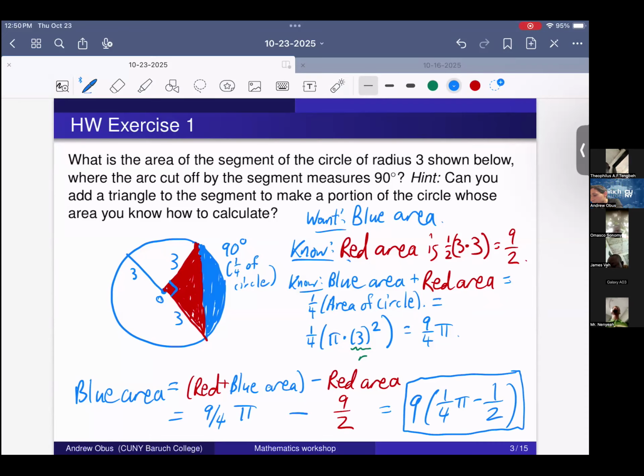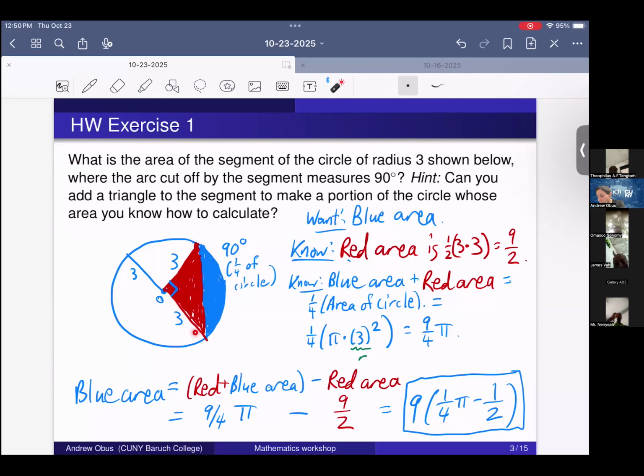Okay, so the key here is that we don't have a formula for the area of a segment. That's what this part of a circle here is called. It's called a segment. And we don't have a formula for the area of a segment, but we can write it in terms of things that we do know the area of. One of which is a triangle, which is our main topic here. So we know what the area of a triangle is, especially a right triangle like this, where the sides are just 3 and 3.